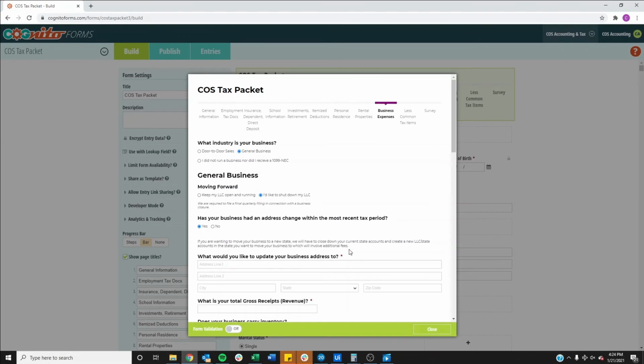So we will be reaching out to you about that if you do want to move across state lines, but just be aware about that. And if you are just moving down the street or anywhere within the same state, that's not going to be an issue. You can put that new address here and we'll update it on your tax return.